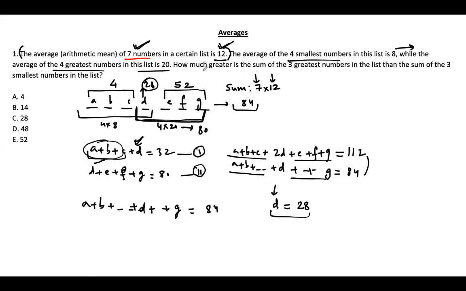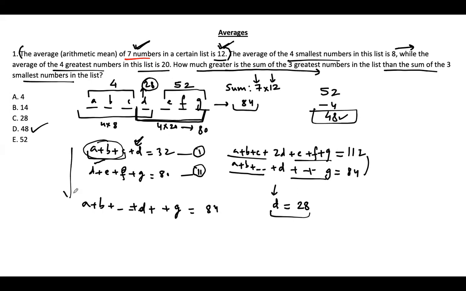Question is asking how much greater is the sum of the 3 greatest numbers than the sum of the 3 smallest numbers. Sum of the 3 greatest numbers is 52. What is the sum of 3 smallest numbers? 4. So 52 minus 4 is what? 48. So this is the answer.